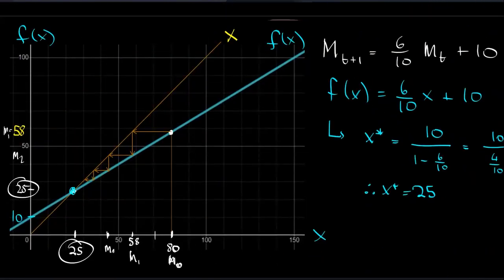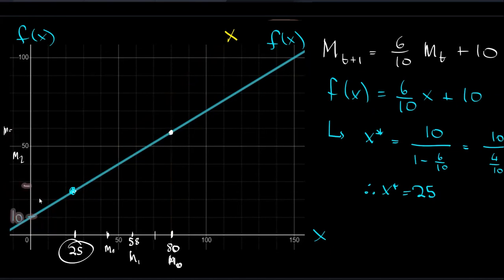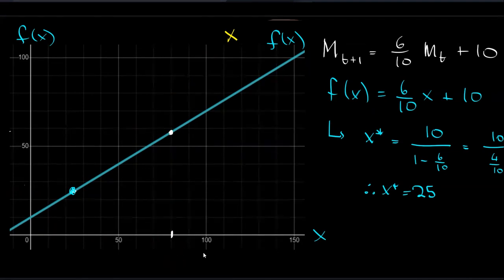So let me just recap. I know this is confusing, so let's do this again, okay? We're going to delete all these arrows, delete the equilibrium, get rid of all that. None of this is here. And we're going to start again at 80. 80 is our initial value, right? M naught is our 80, okay?